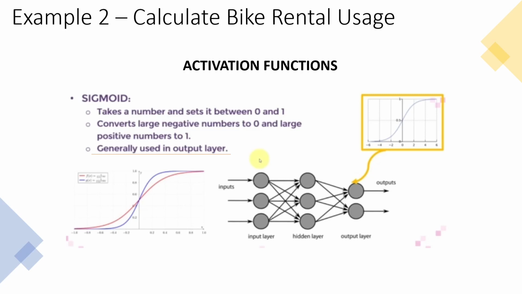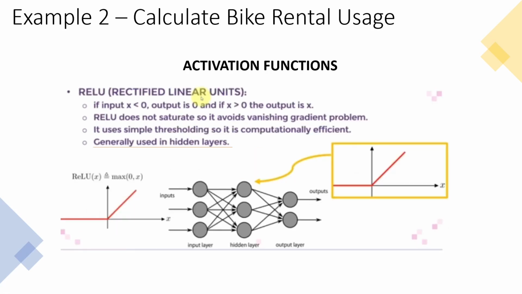Okay. So it's basically mapping the space between 0 and 1. It converts large negative numbers to 0 and large positive numbers to 1, as you see, because of its S shape. And the sigmoid function is usually used in the output layer. That's something you should remember. So for activation of output layers, we either use sigmoid or we use hyperbolic tangent.